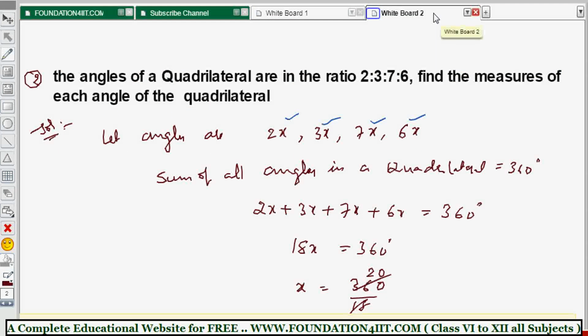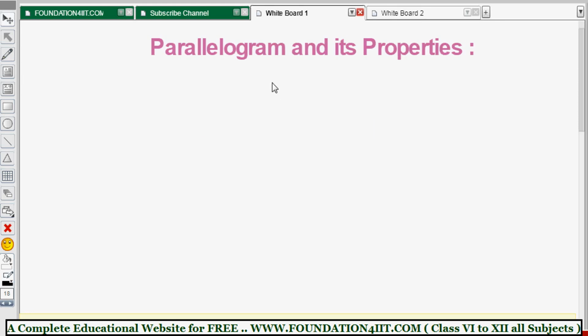In quadrilaterals there are many types. We already know a few names of them, right? Parallelogram, trapezium, rectangle, square, rhombus. So there are 5 types: the various types of quadrilaterals and their properties. I'll explain them now. First, the parallelogram and its properties. We'll see first of all what a parallelogram is and what properties it has.